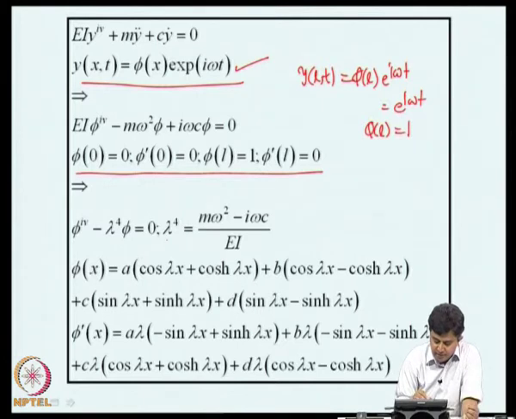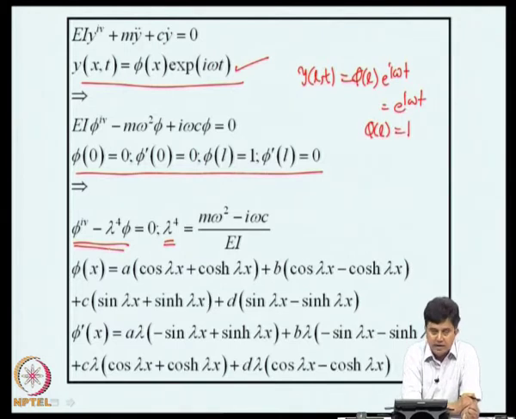Now, I introduce a parameter lambda to the power of 4 as (m omega square minus i omega c) by EI, and this is now an ordinary differential equation with x as the independent variable. So, it has a simple solution in terms of sine, cosine, sinh and cosh functions.